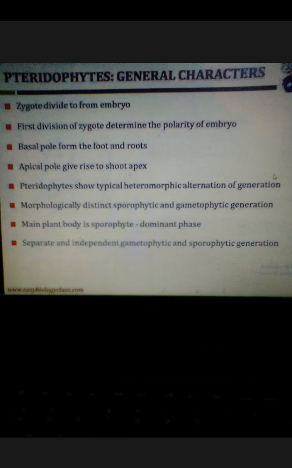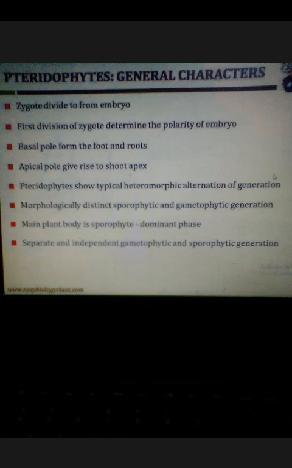Pteridophytes show typical heteromorphic alternation of generation. Morphologically distinct sporophytic and gametophytic generations we have already seen. The main plant body is sporophytic, that is the dominant phase. The gametophytic and sporophytic generations are separate and independent. So these are some of the characteristic features of pteridophytes.